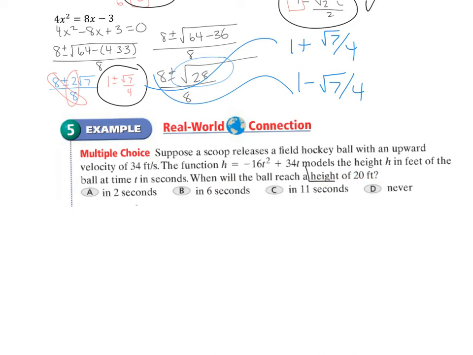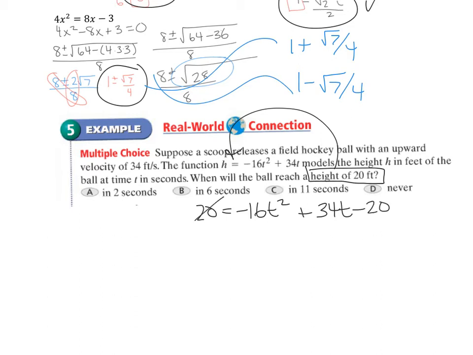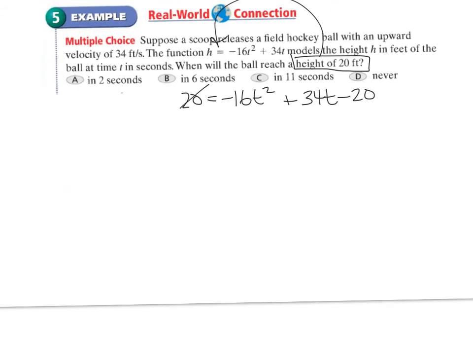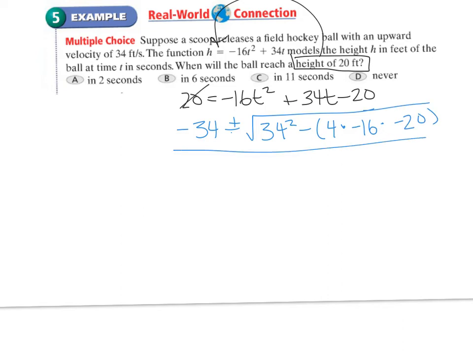So our height is 20, so we're going to plug 20 in for h. So it's going to be 20 equals negative 16t squared plus 34t. So I'm going to subtract 20 and do the quadratic formula. So it's going to be negative 34 plus or minus the square root of 34 squared minus 4 times negative 16 times negative 20, all over negative 32.